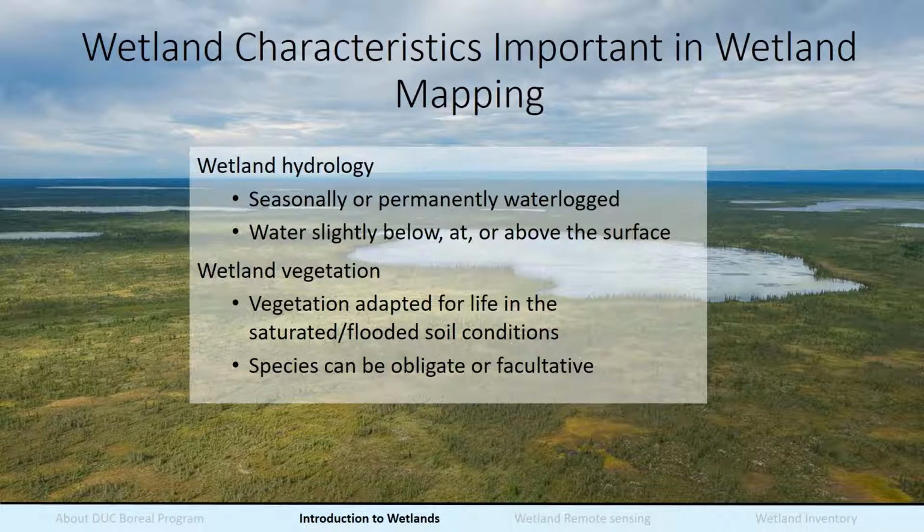Next is wetland vegetation. So this is where vegetation is adapted for life in saturated or flooded soil conditions. Species can be obligate or facultative. Obligate just means that a certain vegetation type will occur in that wetland type only, whereas facultative can be found in uplands and wetlands. Now, different vegetation types will show up as a different spectral signature in multispectral resolution. So it's really important to understand what vegetations occur in what wetland types to just have a better understanding when you're mapping the area.